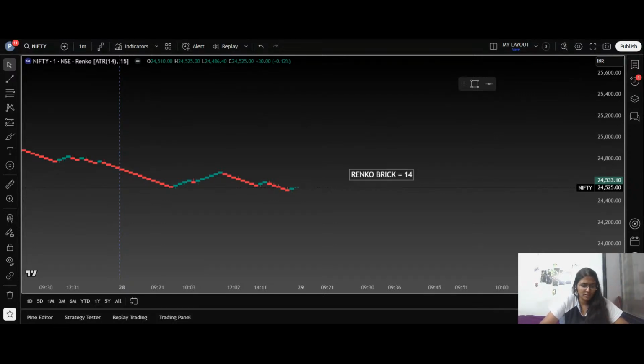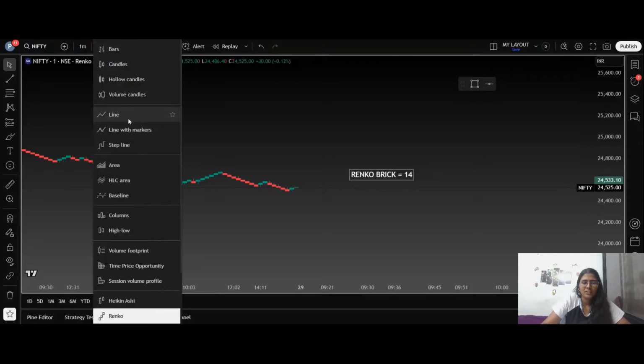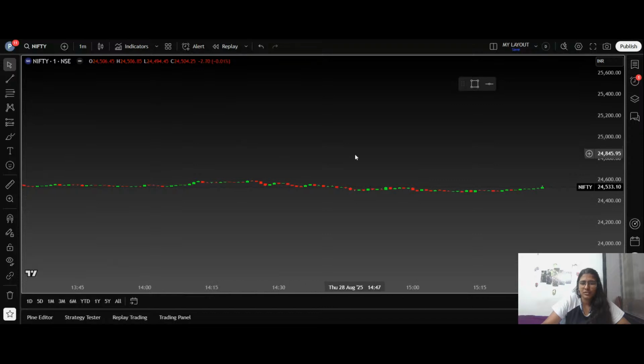So, what are the reasons? It filters out the market noise, makes trends visually clear, helps to identify support and resistance. This you can do in normal candles also, but Renko also helps very much. And trend reversals with last direction. Reversal means, suppose a trend is going on like a downtrend, it comes to the bottom and then it goes to the uptrend. In normal candles, it's a little bit difficult to know the reversals.